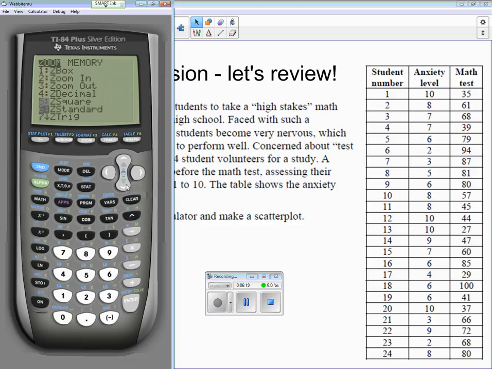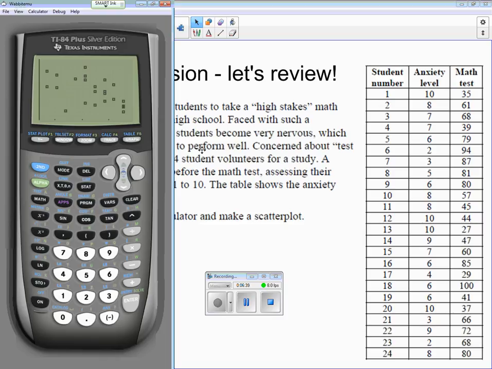And we should see... oh, I didn't zoom stat. I hit something wrong. Zoom stat. There we go. Let's try again. There's our data. To me, it doesn't look super linear. Would you agree with that?